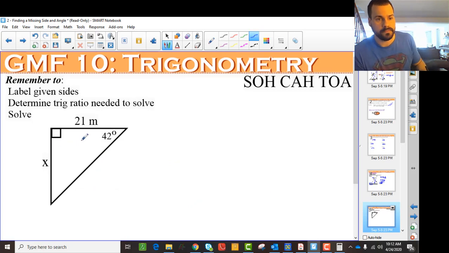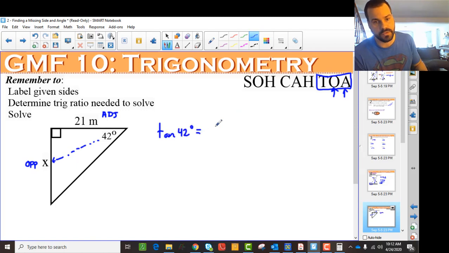If we look at this one, same thing. We're going to look at what side do I want. That side in reference to the angle that I have is the opposite side. And then the side that I know is actually the adjacent side. It's the side that's touching the 42 degrees. I don't know the hypotenuse, right? I have nothing about it. So that means I'm going to select tangent as the trig ratio because it uses opposite and adjacent. So I'm going to write tangent of 42 is equal to the opposite side over the adjacent side.